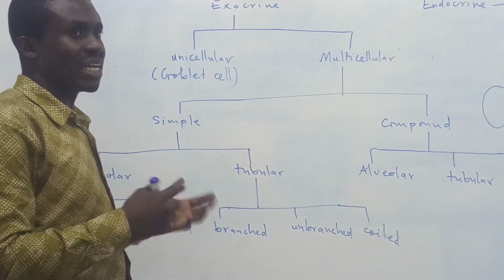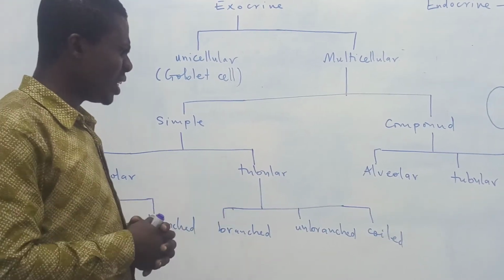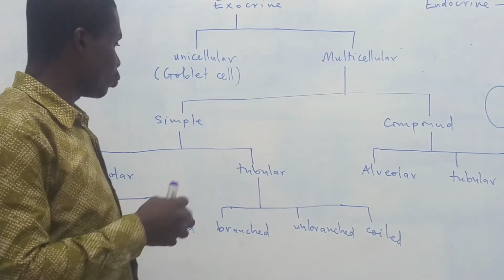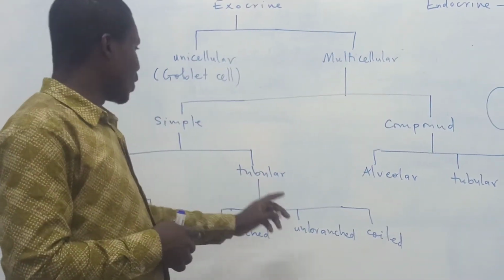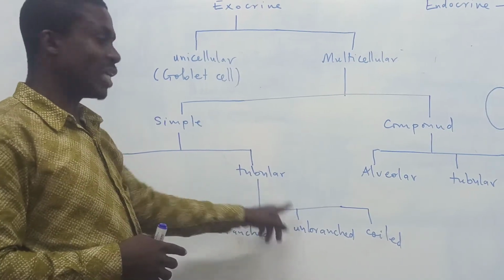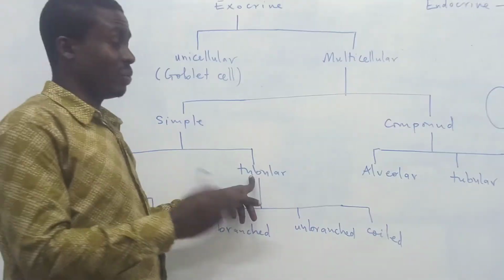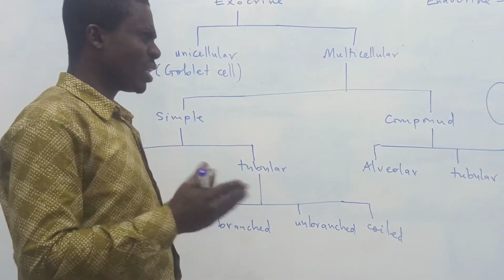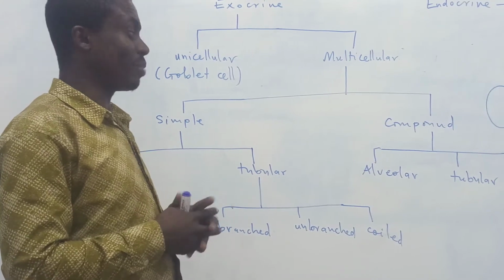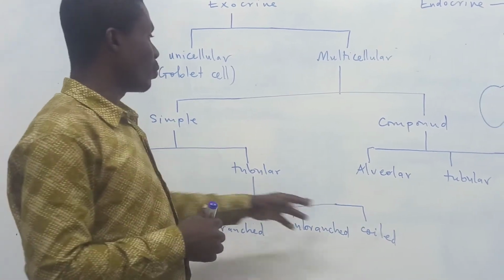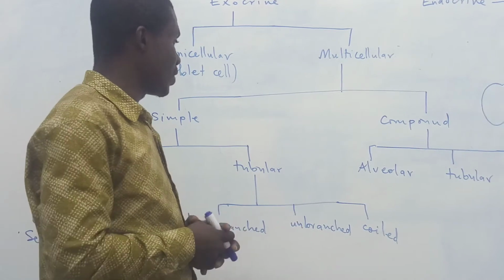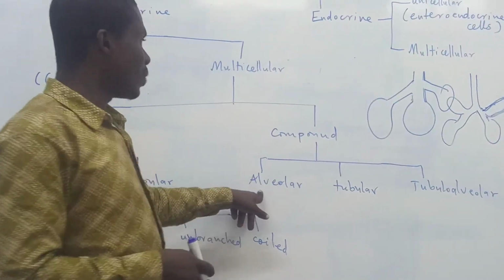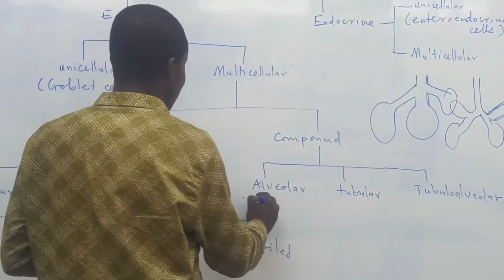Sometimes the glands of the uterus become so tortuous that they can also resemble this one. Then for simple unbranched tubular, they are found in the mucosal glands of the small and large intestine, which we call crypts of Lieberkühn. And for simple coiled, you find them in the sweat glands. For compound alveolar, we find it in the mammary gland.